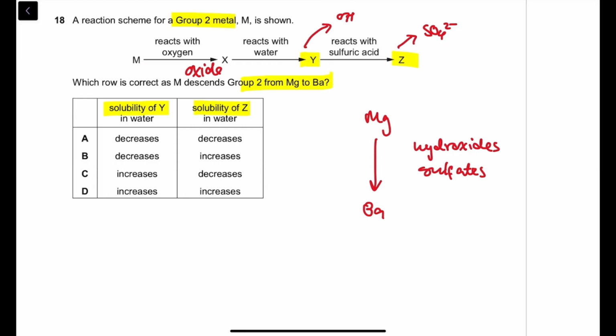Now, it is common knowledge that down group 2, oxides become more soluble and sulfates become less soluble. Therefore, the answer must be C.